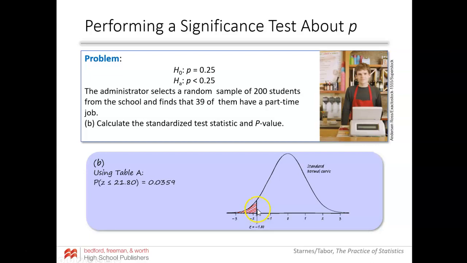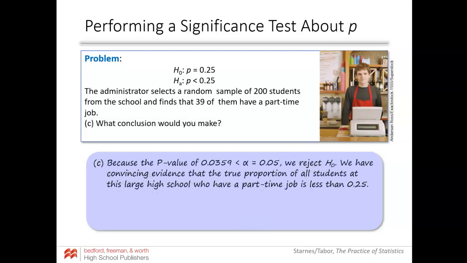Notice what they're coloring in here. It's everything to the left. Remember, the alternative hypothesis was less than 0.25. So you're trying to figure out, for your value or even more extreme, what's the probability of that occurring? So we are going to go to the left. If you use table A, that comes out to 3.6%. If you use technology, it also comes out to 3.6%.